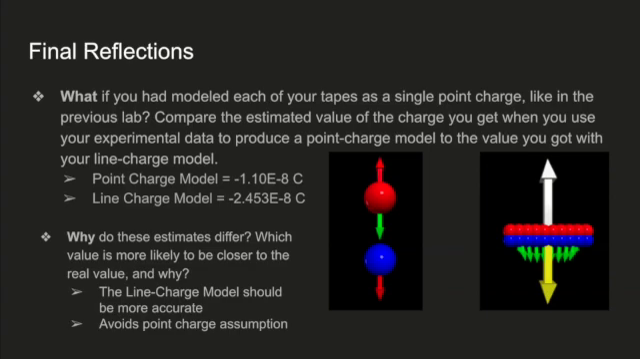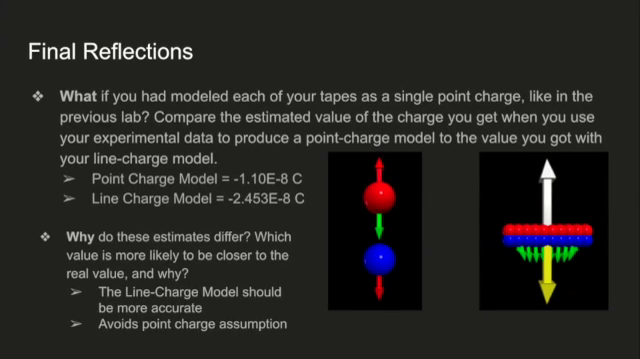So the distance away from the edge of the tape is going to make a pretty big difference on the total electric force found. And basically, this whole line charge model for Lab 2 allows us to avoid the point charge assumption, which is going to make our results more accurate.